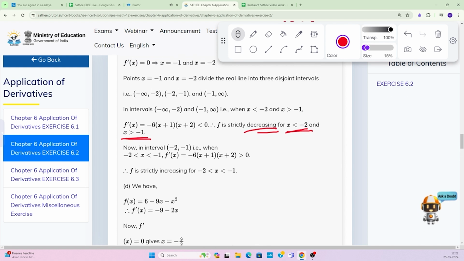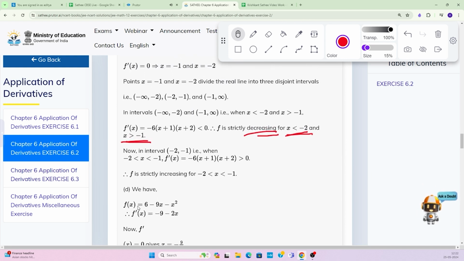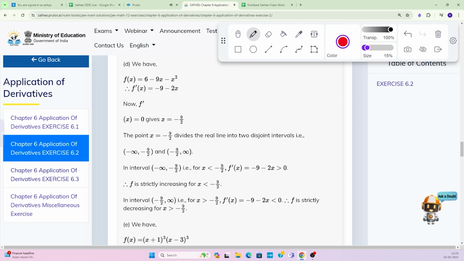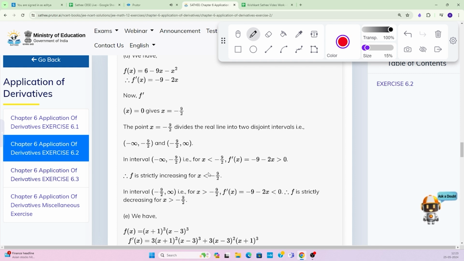Now let's see the D part. The D part says f(x) expression is 6 minus 9x minus x squared. The derivative will be minus 9 minus 2x. Now it will be positive when x is less than minus 9 by 2. So when x is less than minus 9 by 2, this function is increasing. When x is greater than minus 9 by 2, it will be decreasing. I hope it is clear to you.